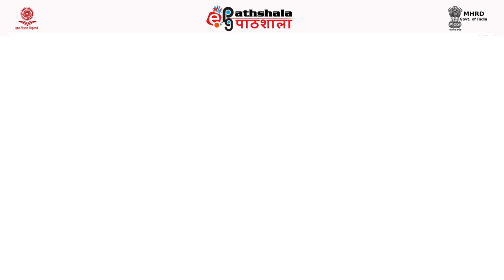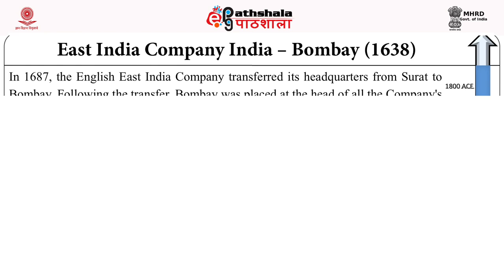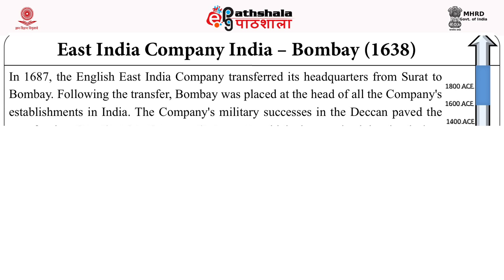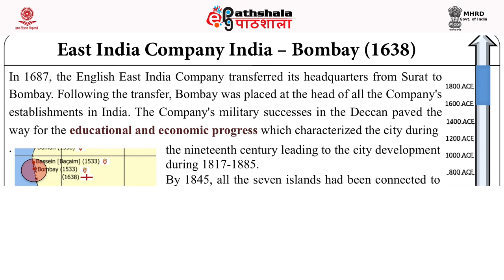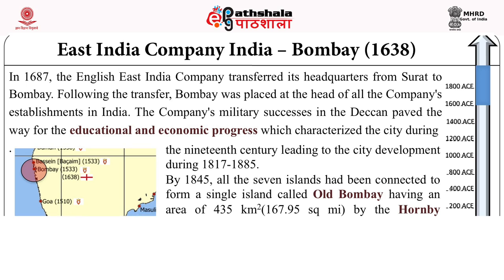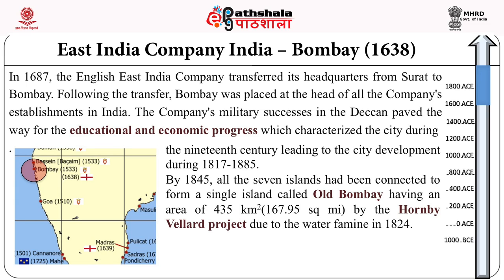Now we come to Bombay. In 1687, the English or the British East India Company transferred its headquarters from Surat to Bombay. Following the transfer, Bombay was placed at the head of all the company's establishments in India. The company's military successes in the Deccan paved the way for educational and economic progress, which characterized the city during the 19th century, leading to the city development during 1817 to 1885. Bombay had seven islands. In fact, Bombay had been gifted as dowry from a king or prince for his daughter's marriage. By 1845, all the seven islands were connected to form a single island called Old Bombay, with an area of about 435 square kilometers.